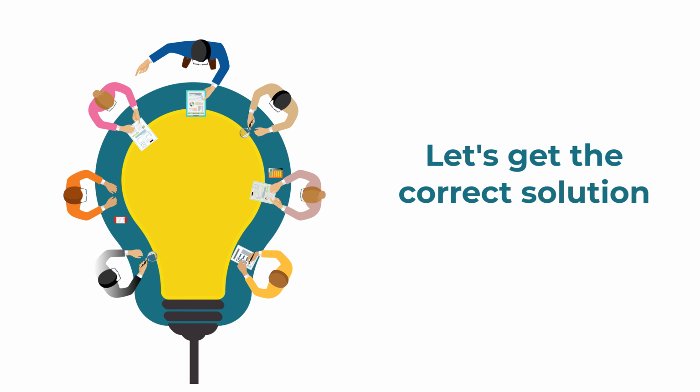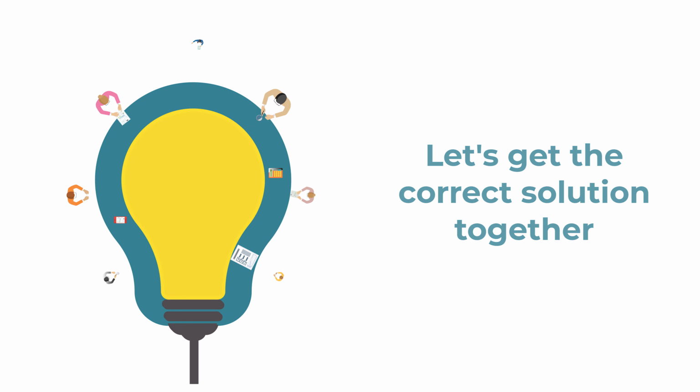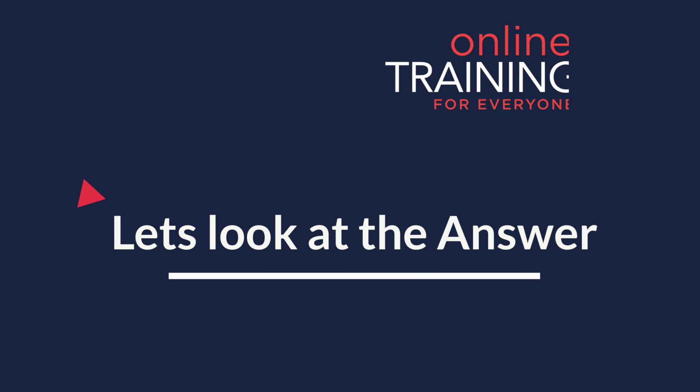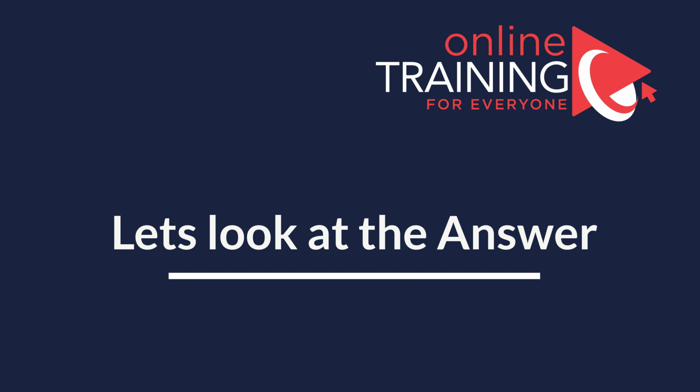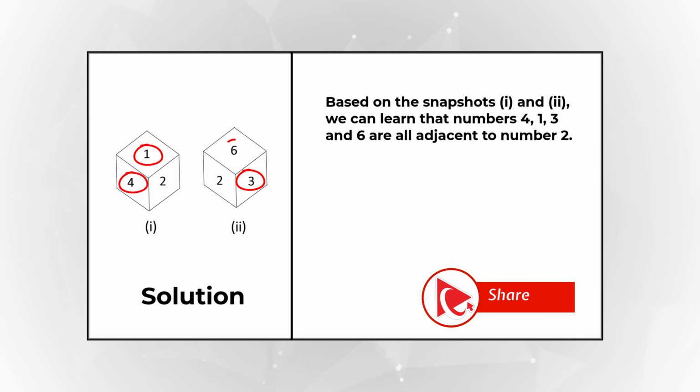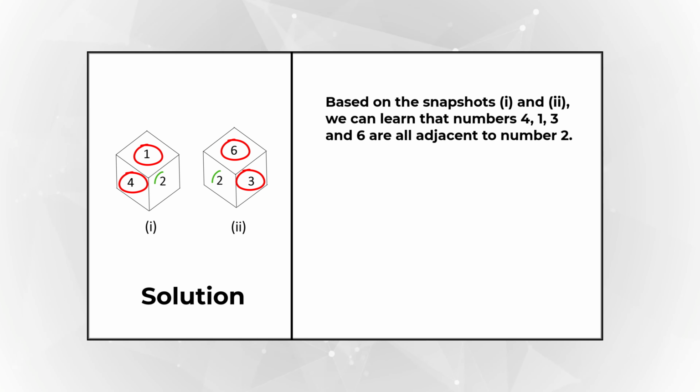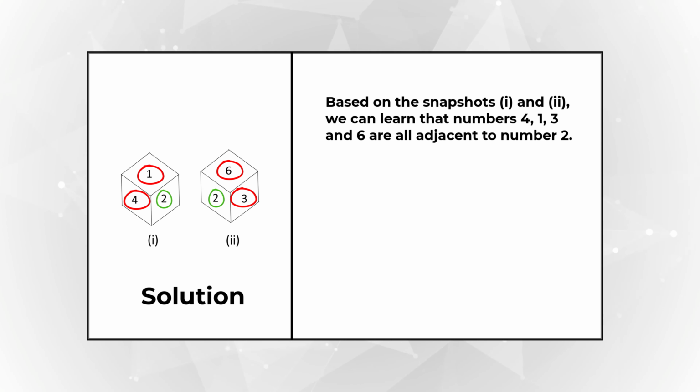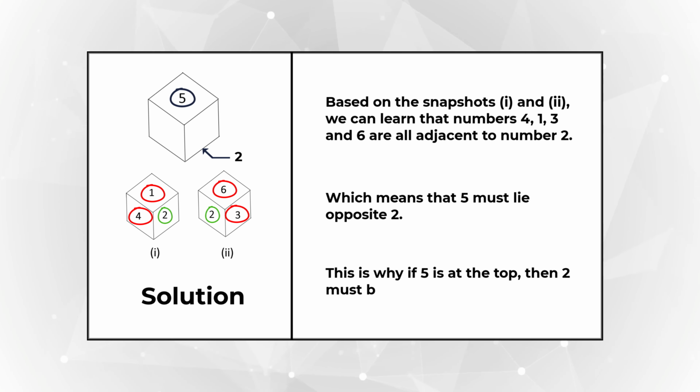Are you ready? Let's move forward and get to the correct solution together. To solve this challenge, let's take a close look at the dice's snapshots. Based on both snapshots, we can learn that numbers 4, 1, 3, and 6 are all adjacent to number 2. Because a dice only has 6 sides and corresponding 6 numbers, based on the 2 snapshots, we can determine that 5 must lie opposite of number 2. This is why if 5 is at the top, then 2 must be at the bottom.